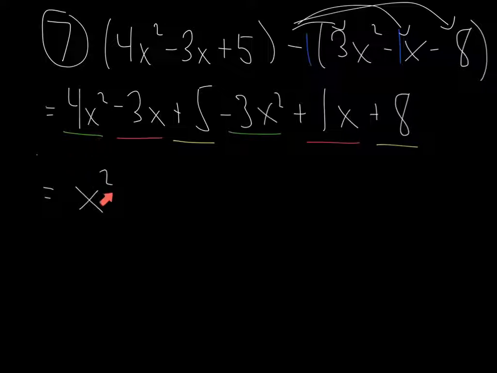So that was the highest degree, right? Second degree. Next highest degree would be the first degree, which is here and here. So negative 3x, positive 1x combines to make negative 2x. And then last, we have constants 5 and 8 adds to positive 13.